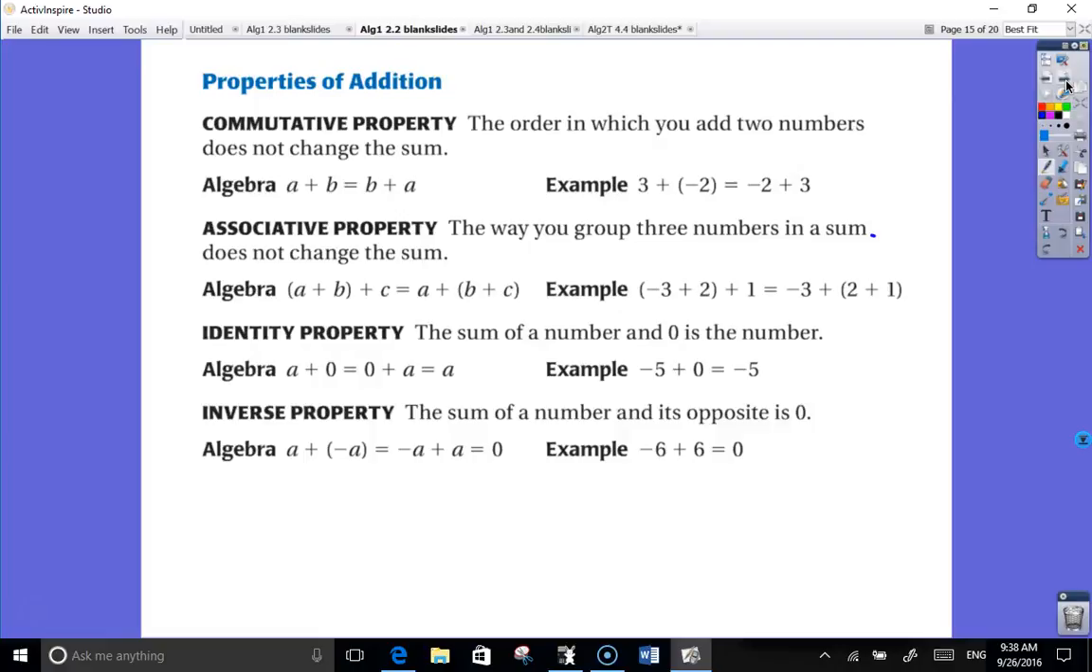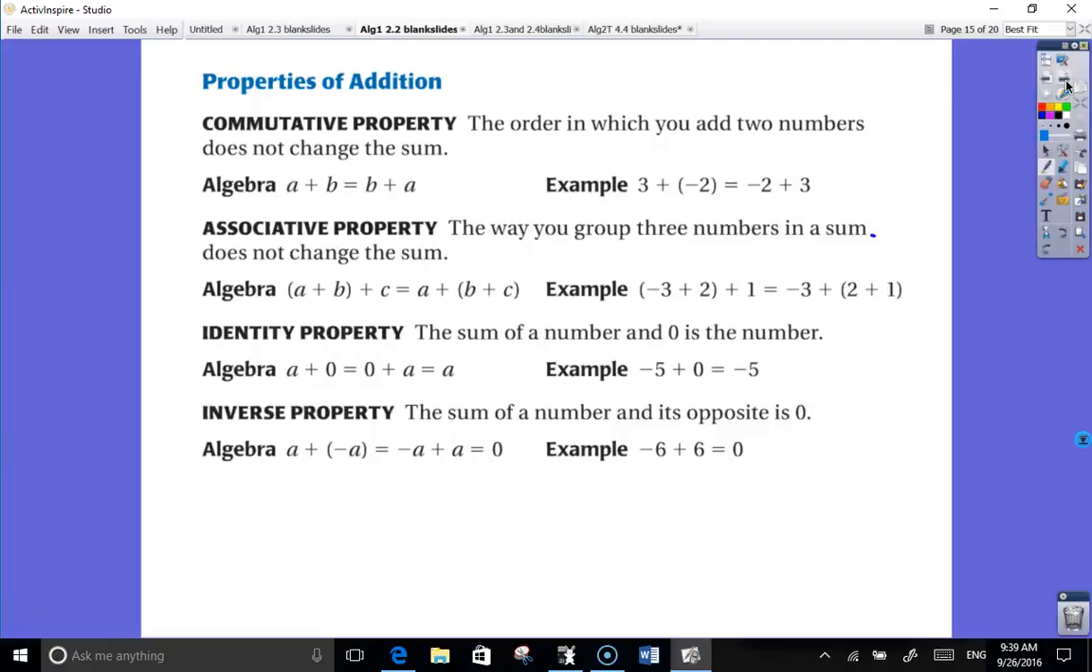So how do you remember commutative property? A plus B equals B plus A means what's not important? What's not important when you're adding numbers? The order, right? The order doesn't matter.